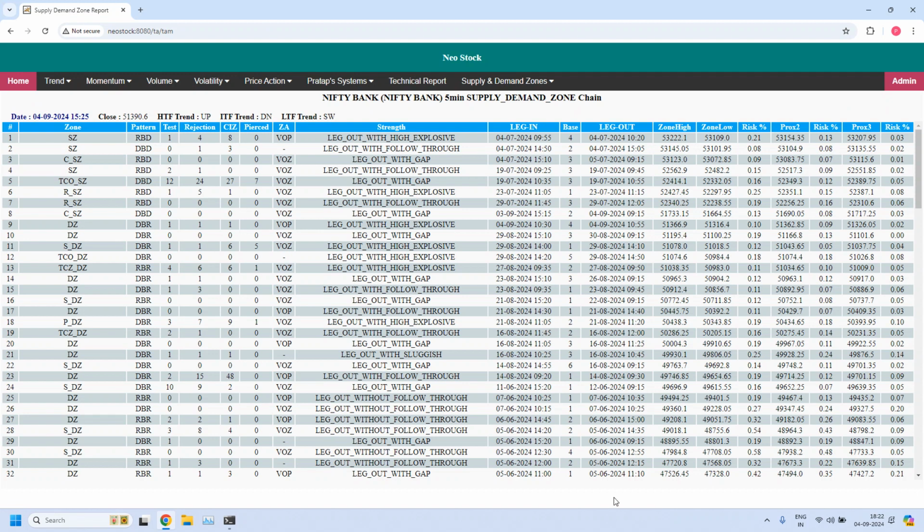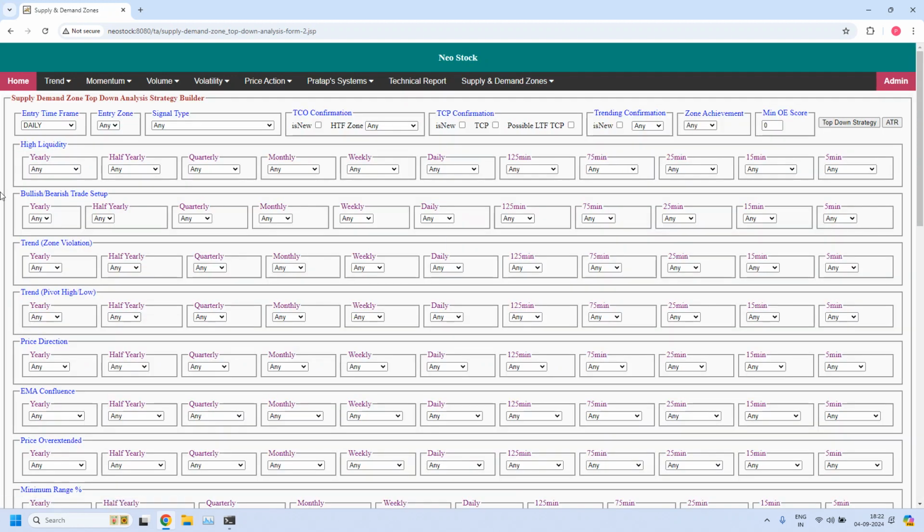So the next set of reports is about income trades. That is bullish and bearish trade setups for monthly income trade, weekly income trade, daily income trade and hourly income trade. So let's start with monthly income trade bullish trade setup. For that entry time frame is daily.